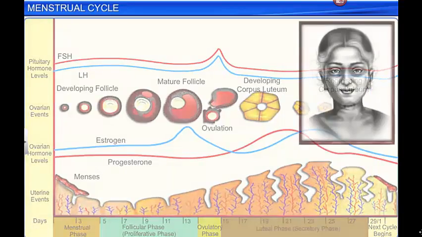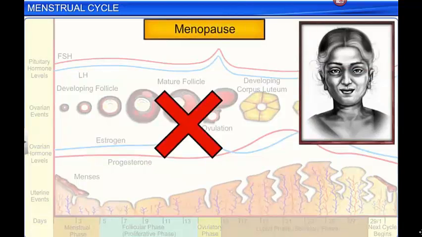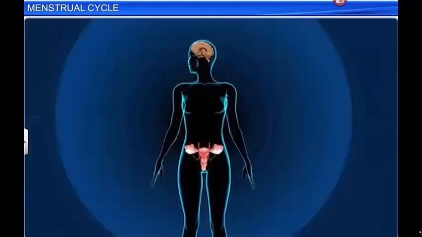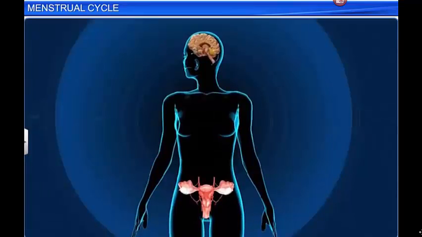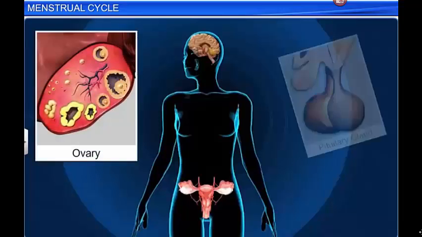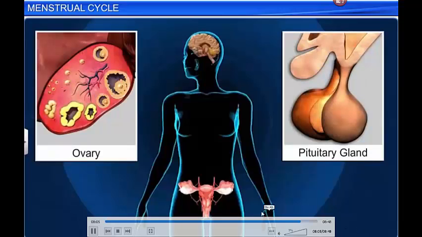Menstrual cycle normally stops. This phase is called menopause. The menstrual cycle is an important process in the woman's body, and it consists of 4 phases which are controlled by hormones released by the ovary and the pituitary gland.